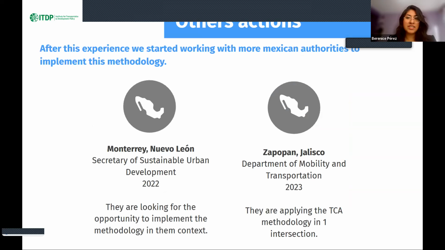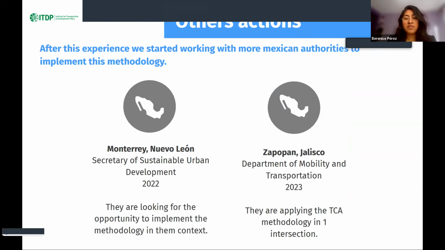About other actions, after this experience, we started working with more Mexican authorities. For example, we work with Monterrey in Nuevo León, with the Secretary of Sustainable Urban Development in 2022. We work with them in some trainings, and now they are looking for the opportunity to implement this methodology in their context.